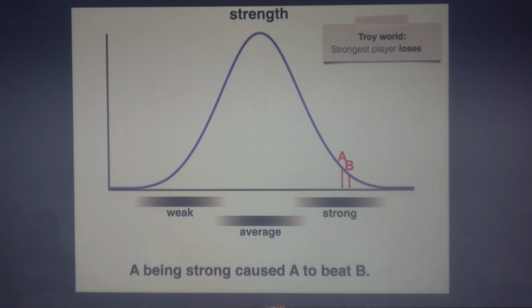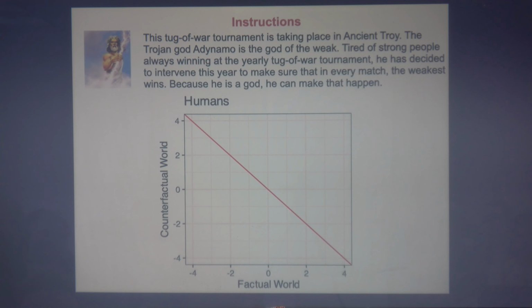And now we do the counterfactual. What if A had not been strong? Would A have still beaten B? And actually, in this case, A would have, because now A would be even weaker than B. And remember, now the weakest person always wins. So we get a complete flip in what is likely to be true of the world, and that should then flip who the pronoun refers to.